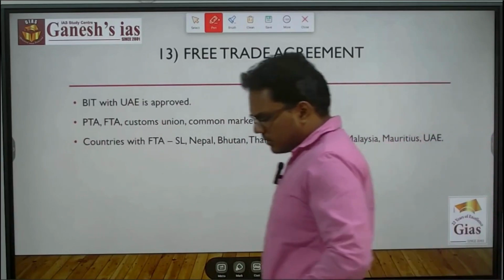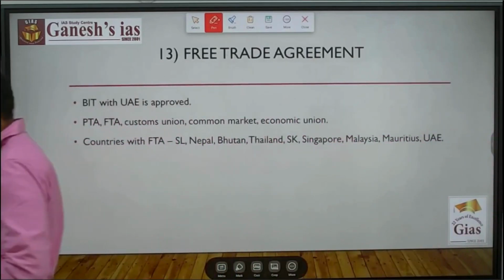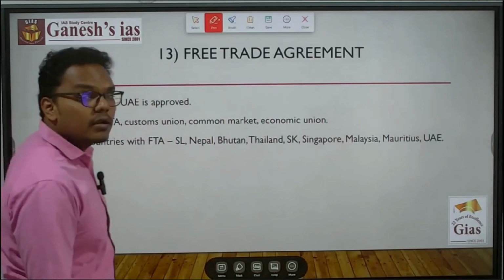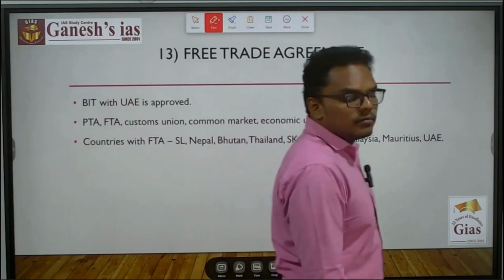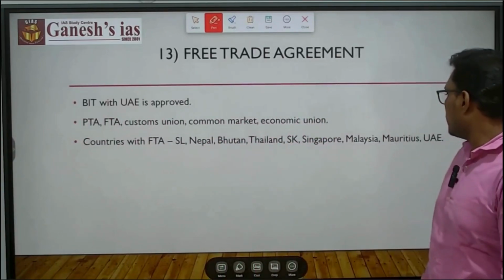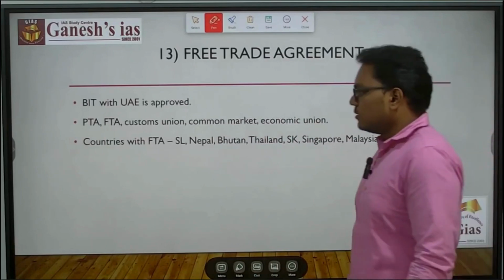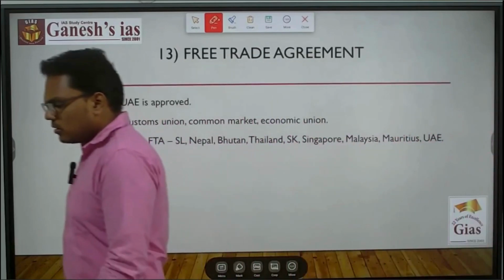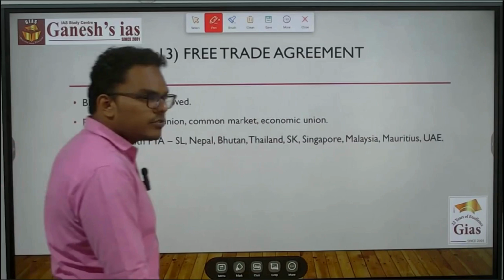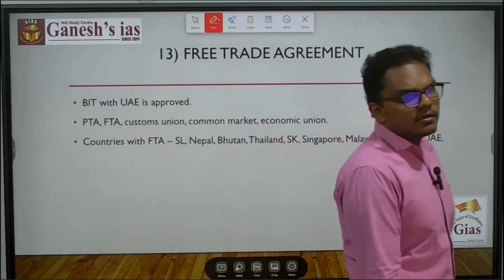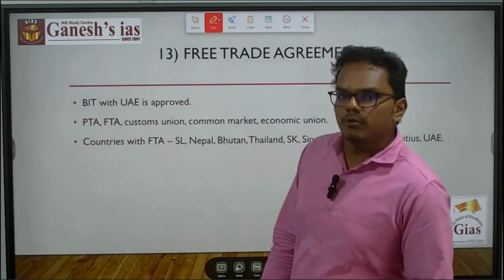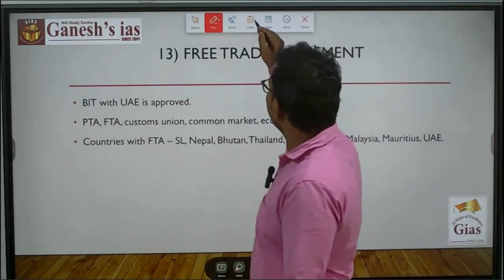And then next is the list of countries with which India has a free trade agreement. It has free trade agreements with Sri Lanka, Bhutan, Nepal, Thailand, South Korea, Singapore, Malaysia, Mauritius, and UAE. These are some of the few countries. I think we have free trade agreements with 13 or 14 countries. So just go through them so that whenever any country comes, you can either include or exclude it in the answer. It will help you in the elimination technique.